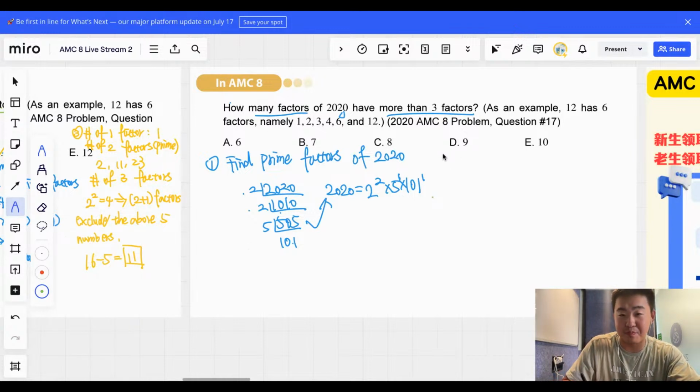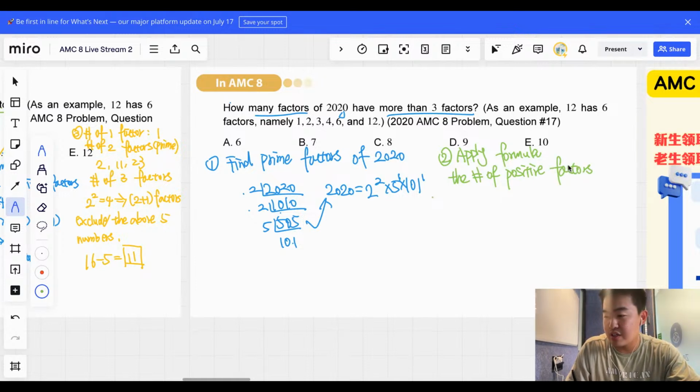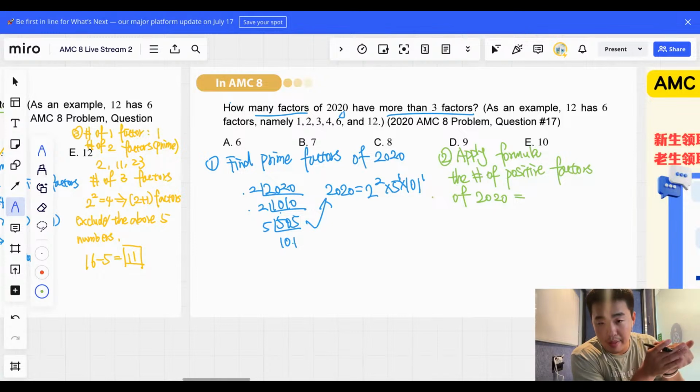Now, for the second step. The second step is just to apply the formula. Remember the number of positive factors of an integer. In this case, the integer is just 2020, okay? The number of positive factors of 2020 is equal to the exponent of all its prime factors plus 1. You get a sum, then multiply those sums together.